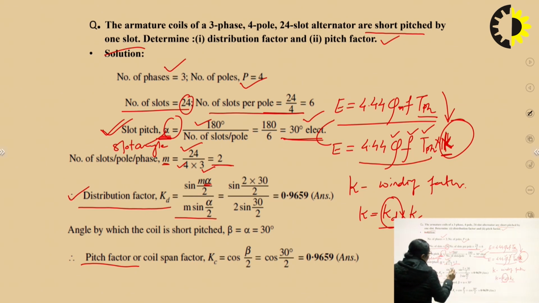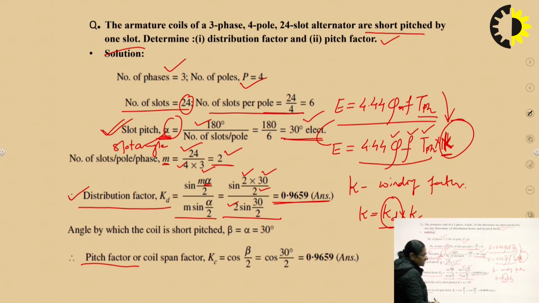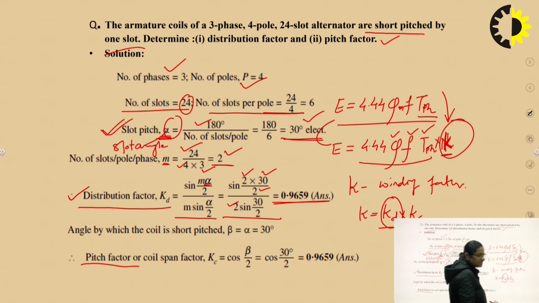So sine m alpha by 2, m came out to be equal to 2. So 2 multiplied by 30 divided by 2. And in denominator, it's m sine alpha by 2. So 2 sine 30 degree by 2. Solving this, you will find that the value of distribution factor comes out to be 0.9659 approximately.